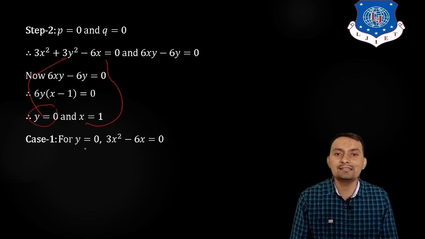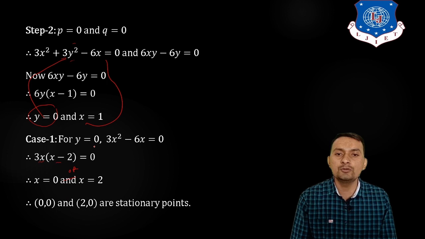So let us first consider this one case. When y is equal to 0, the y terms are going to be 0. So we are going to get 3 times x square minus 6x is equal to 0. When we simplify, 3x is common, so we will have x minus 2 equal to 0. What does it mean? Either this is 0 or that is 0. So we can say x is equal to 0 or x is equal to 2. From this, we can conclude we have 2 points because the y coordinate is fixed and the x coordinate is 0 and another is 2. Therefore we have these two stationary points.